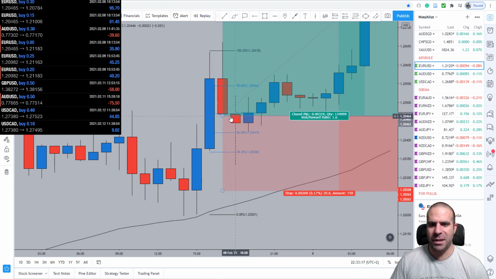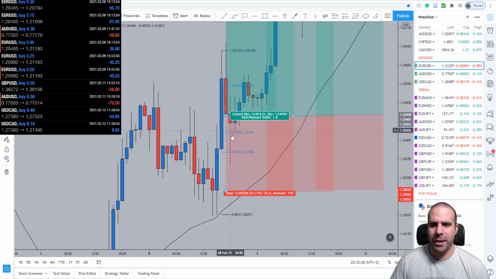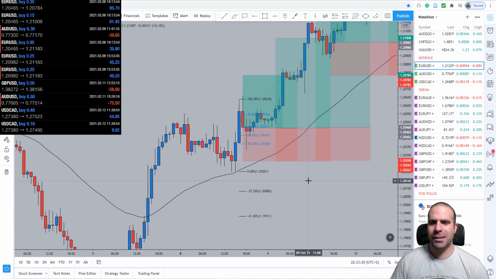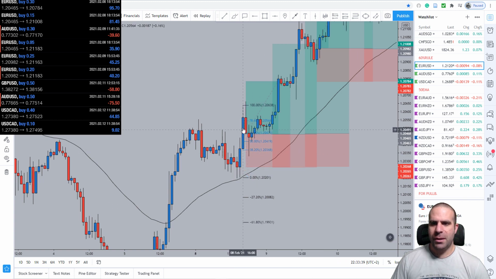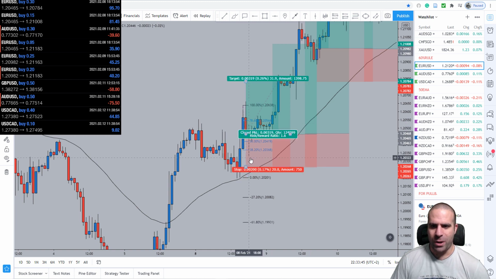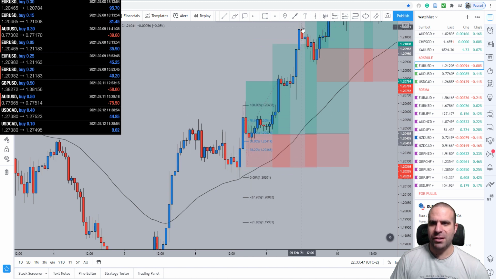So I entered immediately with a pending order. I placed a pending order on the 60% area exactly, and I usually place my stop loss between the 38.2% and the 0%. As you can see, price came back with this candle, tapped us in, and then moved a little bit on the upside, and then went even further and then disappeared.